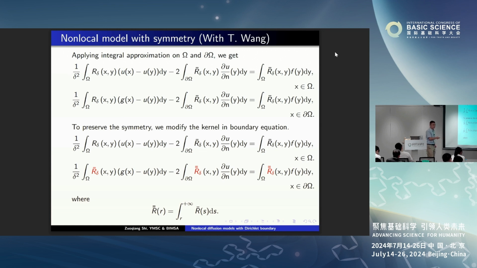And correspondingly, we need to replace this kernel function by R double bar. R double bar is actually a primitive function of R bar. And also here, the kernel function is also R double bar. These integral equations are symmetric.